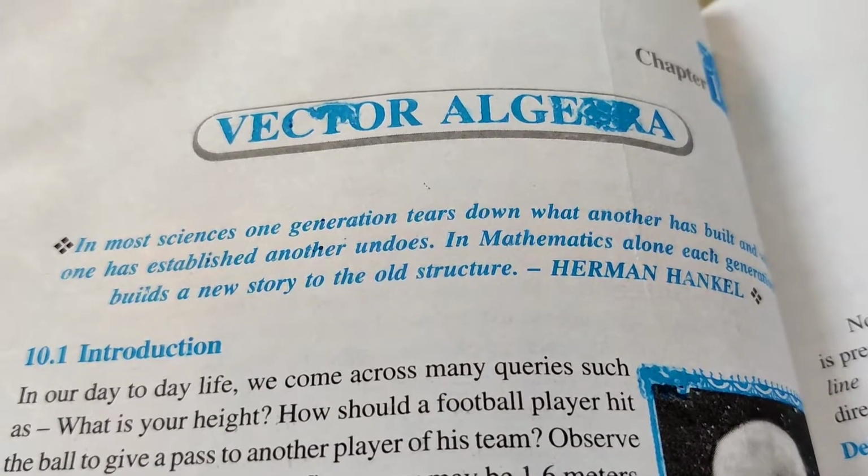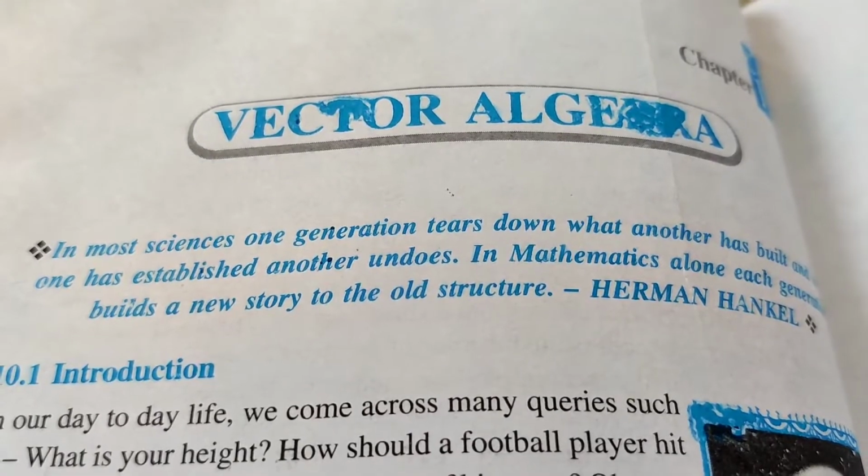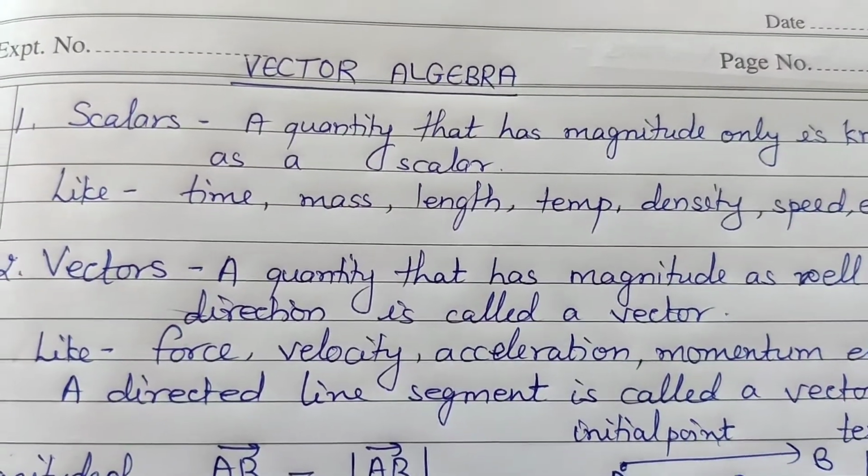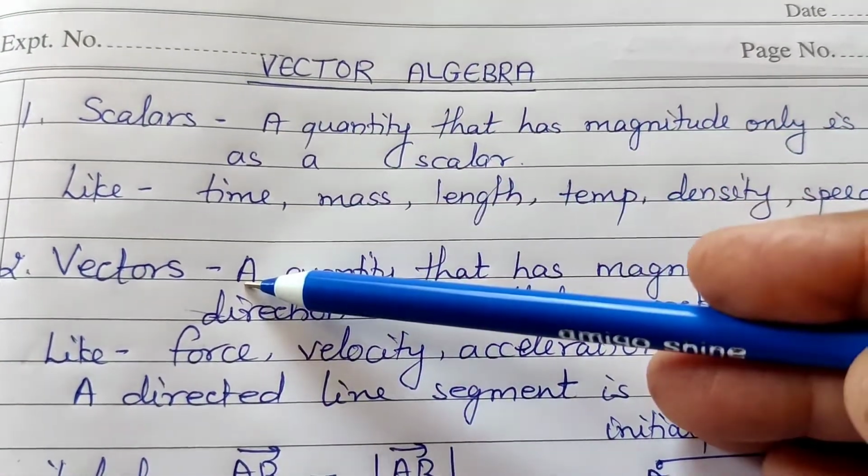The vector algebra of class 12. Now the types of vectors. We know that we have two types of quantities, scalars or vectors.